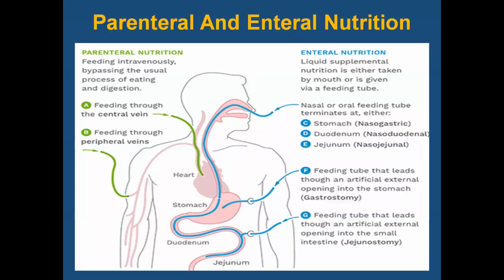Now, next is parenteral versus enteral nutrition. Parenteral nutrition is basically feeding through the central vein and feeding through the peripheral vein. Enteral nutrition was already discussed in the previous slide.